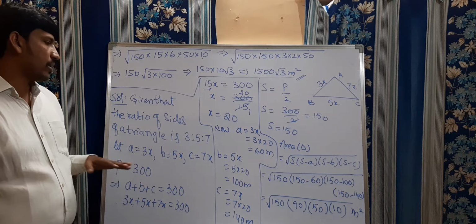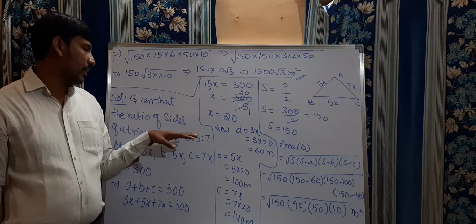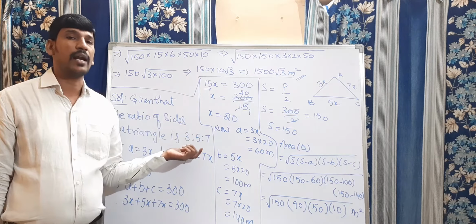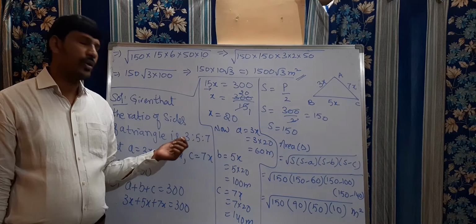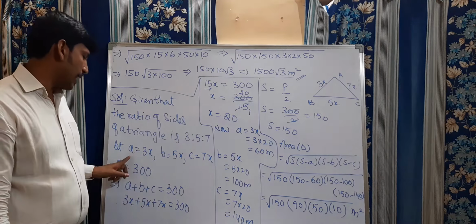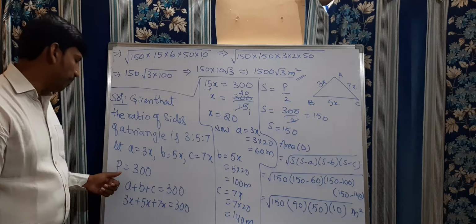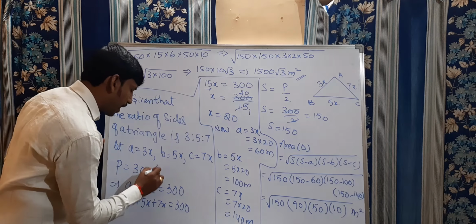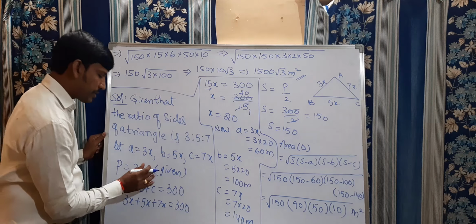Just see this here. Now given that the ratio of the sides of the triangle is 3:5:7, here the given sides are in the ratio. You need to remove the ratio. When you remove the ratio, you can take one variable as x, which should multiply with each and every value. That is a equal to 3x, b equal to 5x, c equal to 7x, then p is equal to 300 meters, they given already.